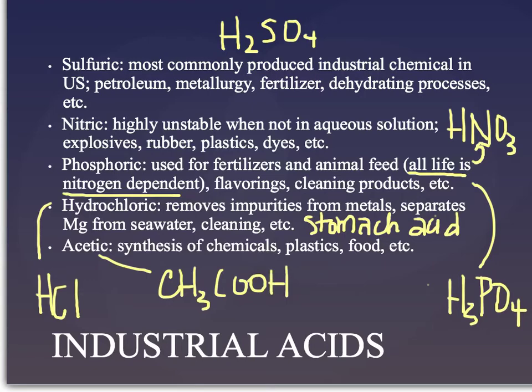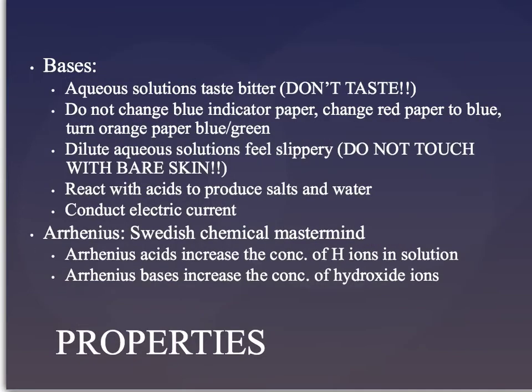And acetic acid is found in vinegar and lots of food products. It's used to synthesize some chemicals and different kinds of plastic. Okay, the other general compound type that we're going to talk about are bases.